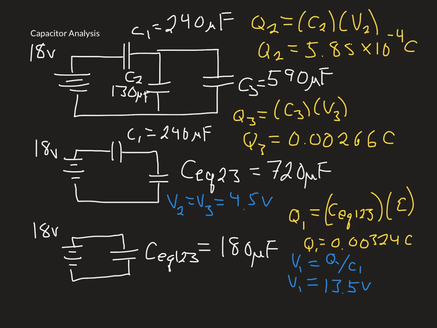So what I wanted to check now, I already checked the voltage. I used the sum of the voltages equals 18 volts to find the voltage. But if I've done this correctly, the sum of the charges, Q2 plus Q3, should equal Q1. And so if you go ahead and check that, I think you'll find that it does come out correctly. And so that's a little bit reassuring that I haven't made any dumb mistakes here. So I hope this example is helpful.